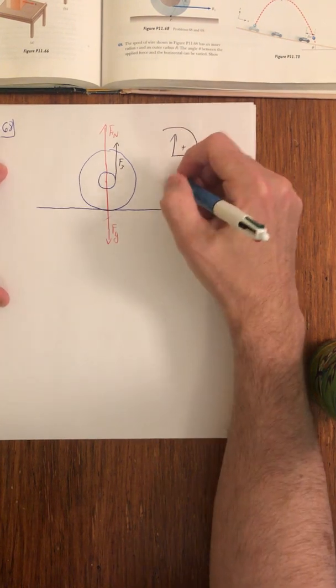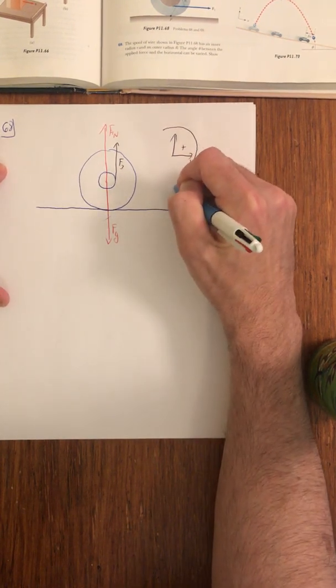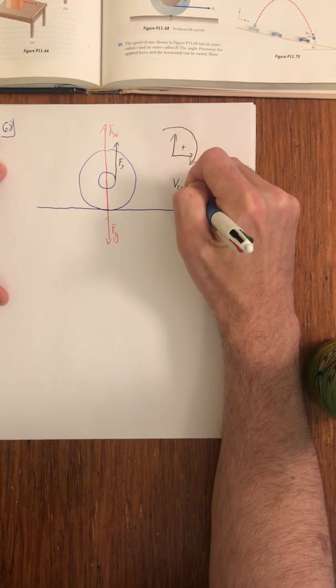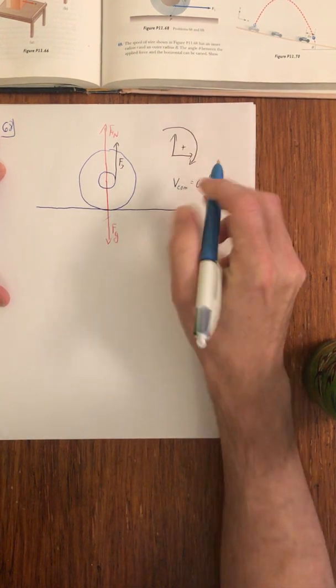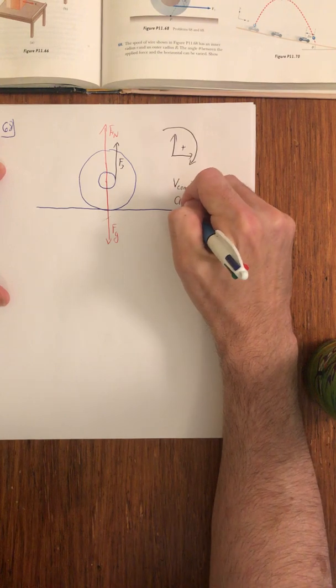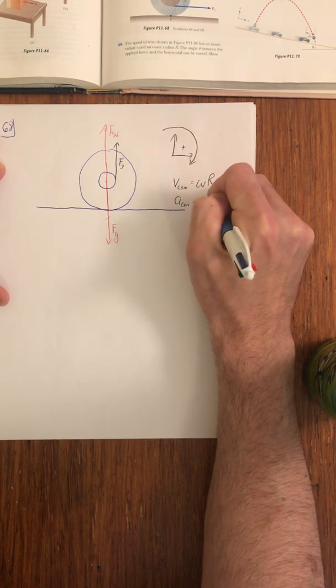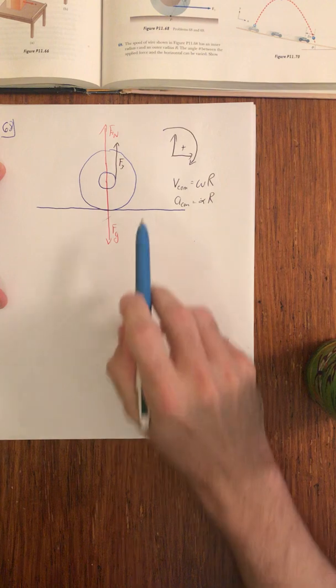I don't think I actually talked about that yet. Hold on a second. Let's just do a quick, well, what are the conditions of pure rolling? We know V com is equal to omega r and A com is equal to alpha r. So here's the thing.